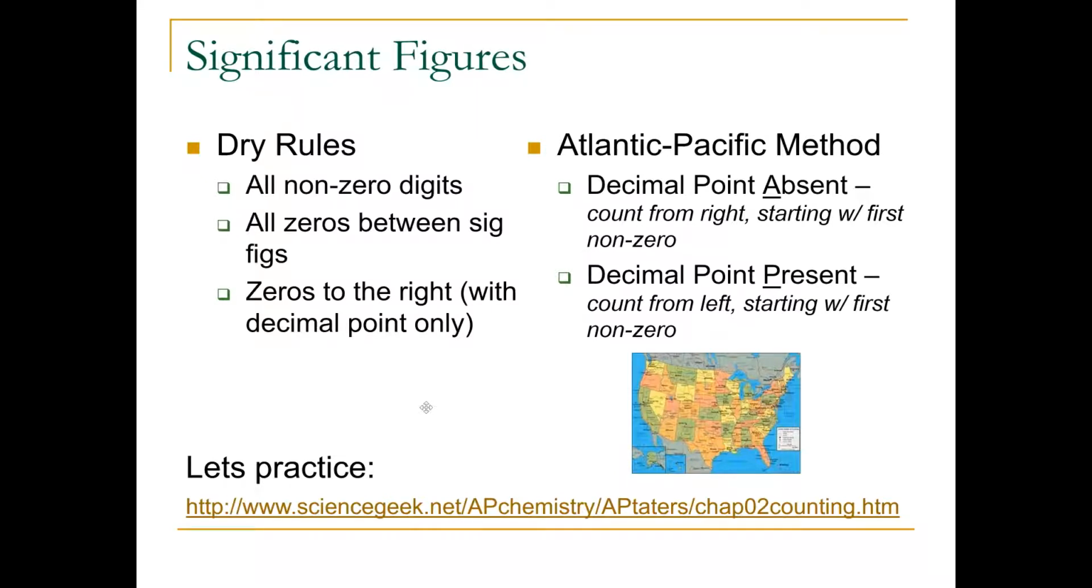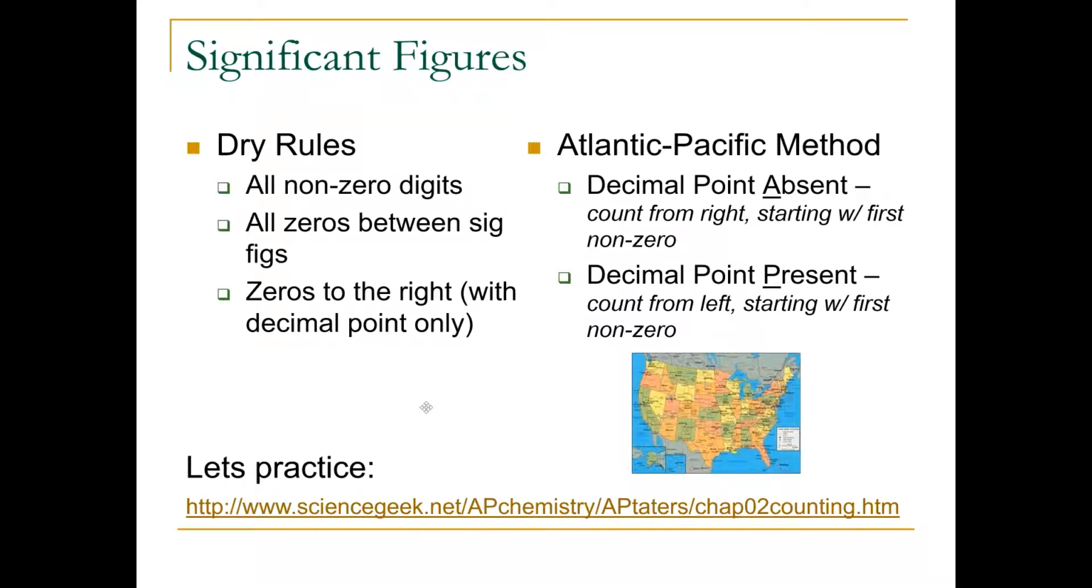And the third rule is that zeros to the right count only if there is a decimal point. And it's important to note it doesn't matter where the decimal point is in the number. So it doesn't matter if these zeros are coming before or after the decimal point. If there's a decimal point, any zeros to the right of non-zeros count. If there's no decimal point, then zeros to the right do not count. Notice that zeros to the left are not mentioned, and that's because zeros to the left never count. So it doesn't matter if there's a decimal point.